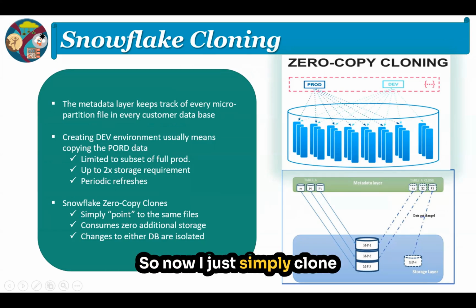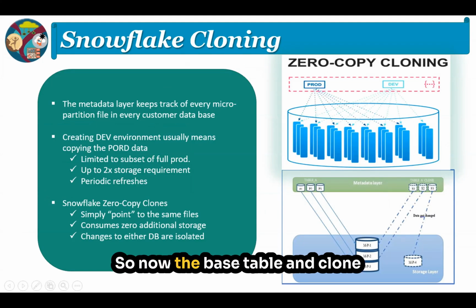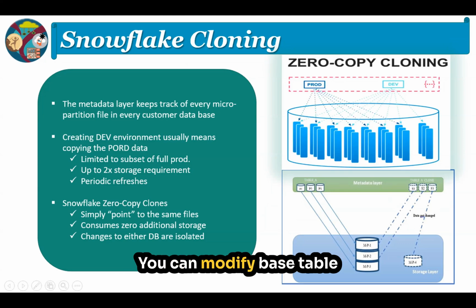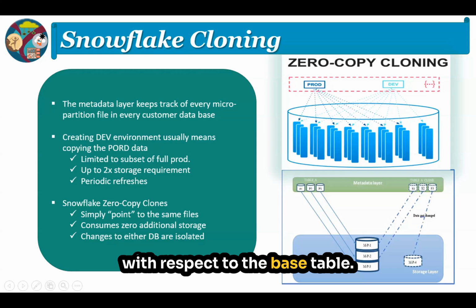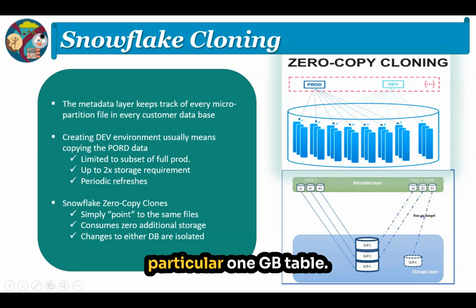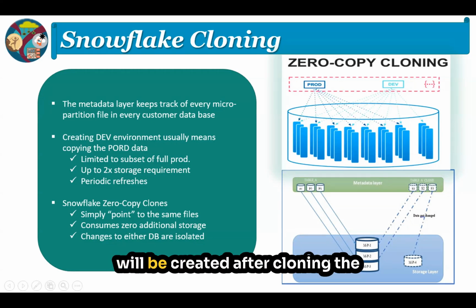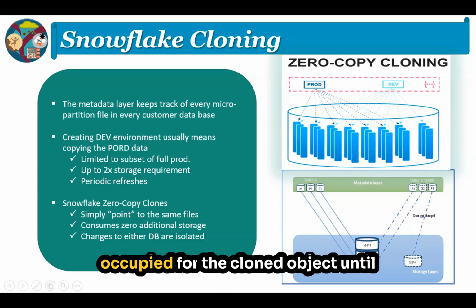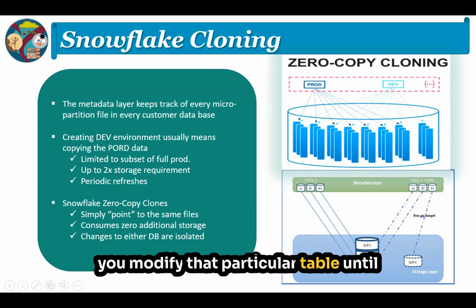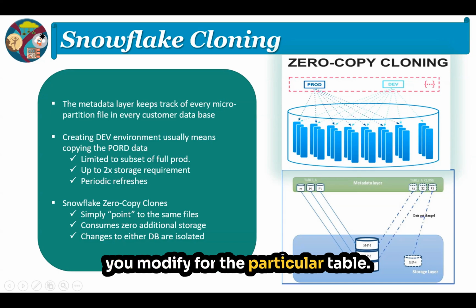Now I simply clone that particular table. So now the base table and the clone table are both independent. You can modify the base table independently of the clone table, and vice versa. When I clone this 1 GB table, automatically another 1 GB table will be created, but that storage is not going to be occupied for the cloned object until you modify that particular table.